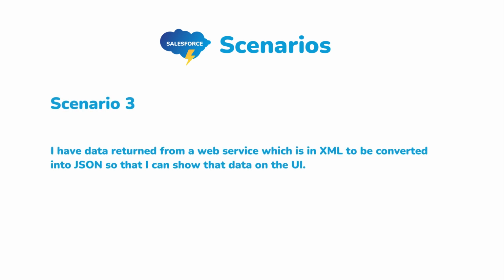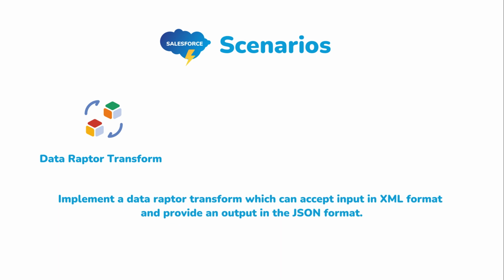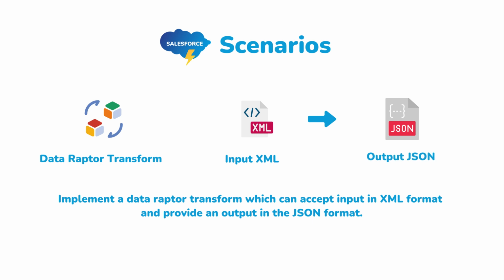Scenario 3. I have data returned from a web service which is in XML. This XML data needs to be converted into JSON so that I can show that data on the UI. Since this requirement does not need any database operation and just needs the data conversion, the clear solution for this would be to implement a DataRaptor Transform which can accept input in XML format and provide an output in the JSON format.